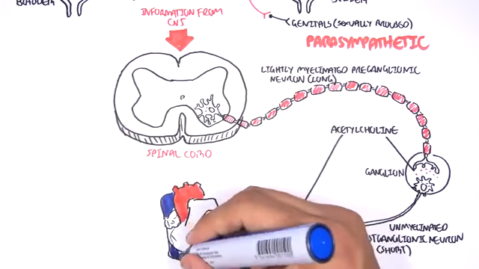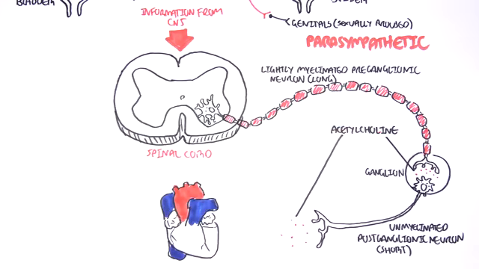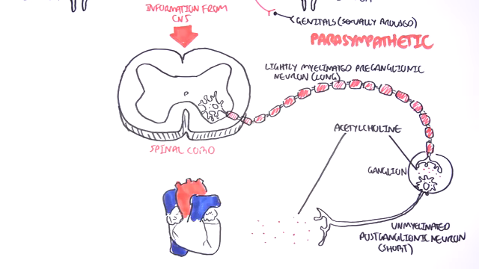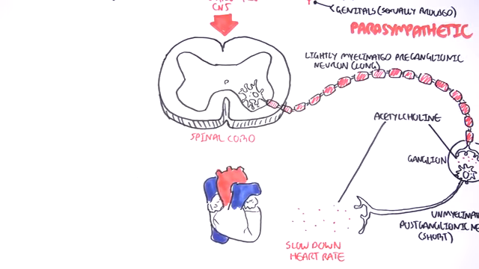Now, in this case, it's targeting the heart. So it will release acetylcholine to slow down the heart rate. But this image is not quite correct, because there's no ganglion when the parasympathetic nervous system targets the heart. But I hope you understand the concept and the difference between the parasympathetic and sympathetic. Anyway, so now let's look at the sympathetic.